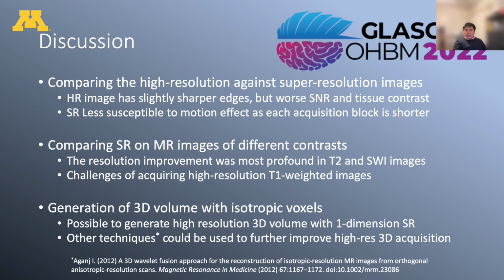So to summarize, we have shown that super resolution yields comparable image quality to high resolution with several pros and cons. And it can be easily implemented using available technologies such as commercial hardware and software such as AutoAlign. We have also shown that SR works on different types of MR image contrasts. And finally, it can be expanded to acquire very high resolution 3D volume data.